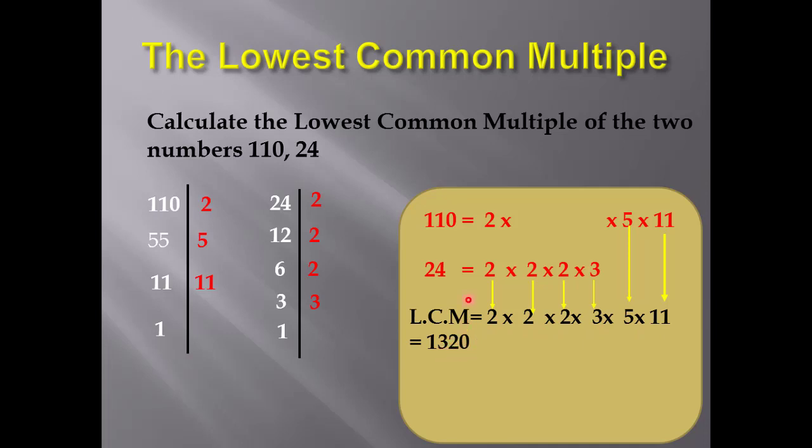Okay, imagine that we want to calculate the highest common factor. If we want to calculate the highest common factor, we will take only the common. Here we have 2, so I'll take only 2 from this column. So if we want to calculate the highest common factor, we will take 2 only. So the highest common factor is 2 and the lowest common multiple is 1320.